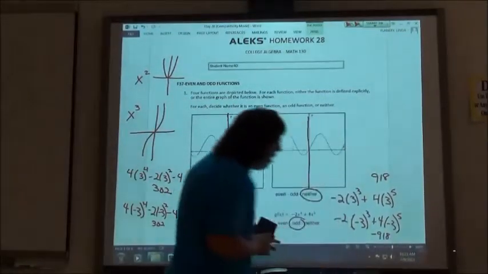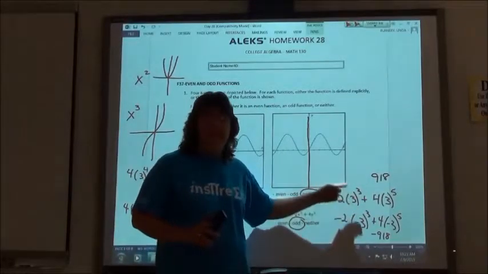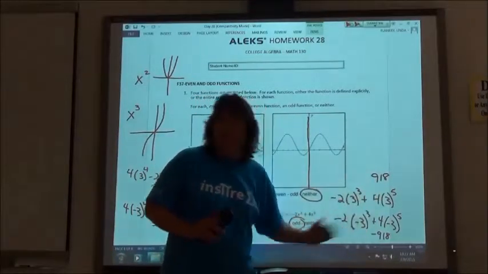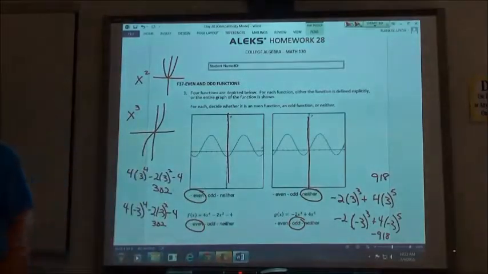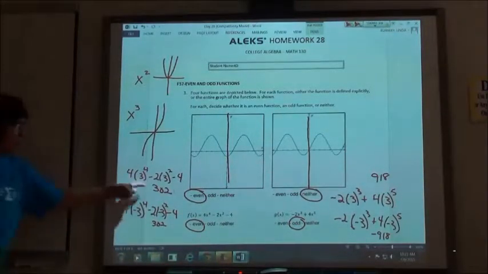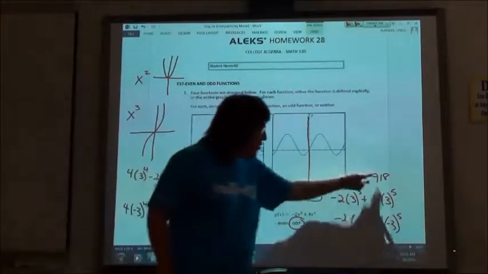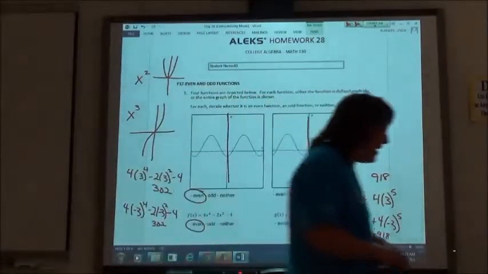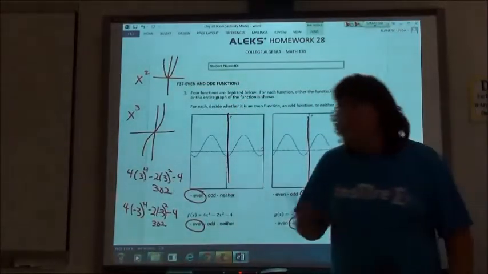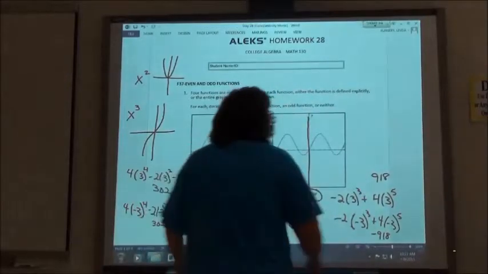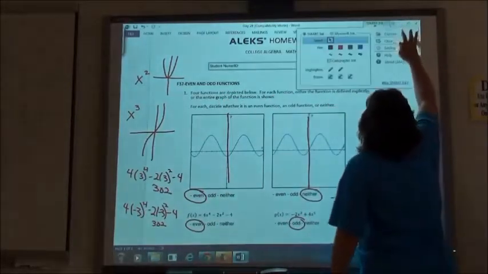So when you have an odd function and you use opposite values, you should end up with opposite answers. If you test evens, you should come up with the same number. Odd, you should come up with opposite numbers. But the easiest thing to do is just look at the exponents, as long as you don't have any parentheses or square roots or anything weird in there.